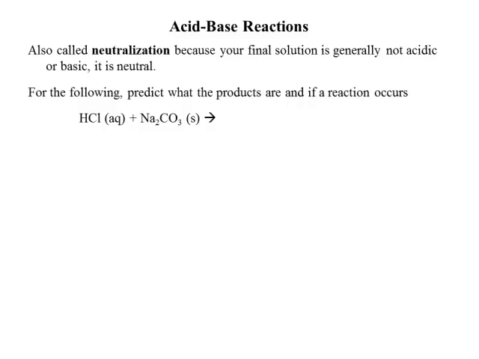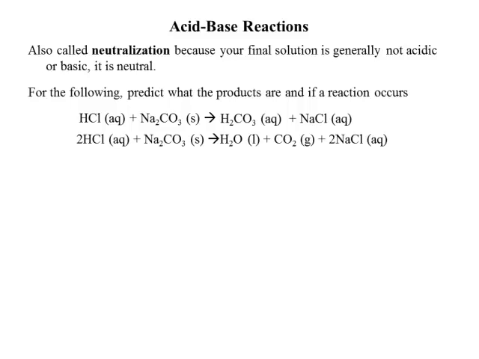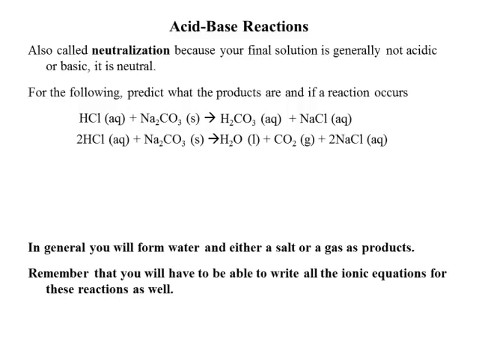All right, one last example. If I have HCl plus Na2CO3, we'll form H2CO3 aqueous plus NaCl aqueous. But remember, carbonic acid was formed, so we want to break that up into the water liquid and the CO2 gas. And then when we write the balanced version of this, we end up with that. Again, remember, you're going to have to be able to write all the ionic equations for these. So keep that in mind.